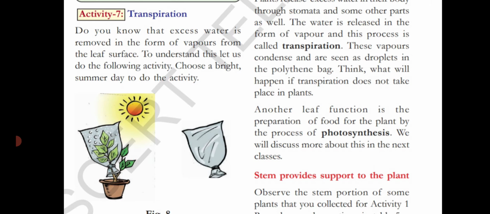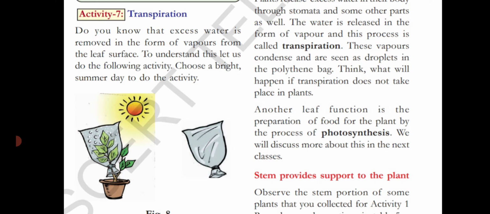Think what will happen if transpiration does not take place in plants? Yes, if transpiration does not take place, water will be more in a plant. That water can't come out. Plant will be swelled, or the parts of the plant will be disturbed, or it may die even.